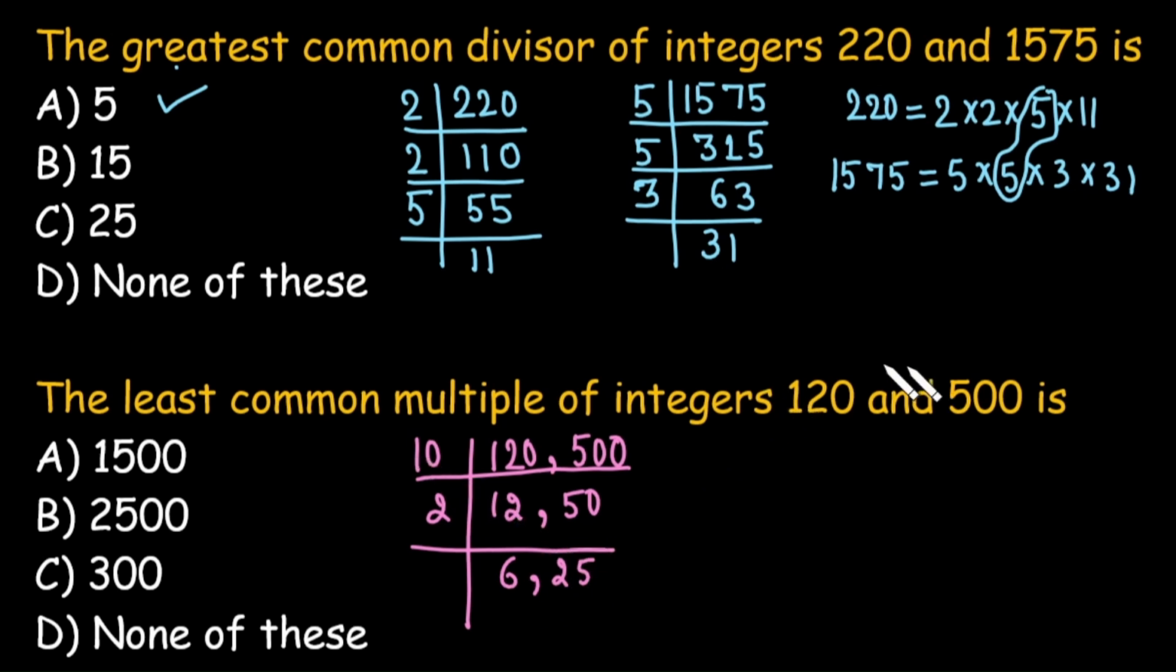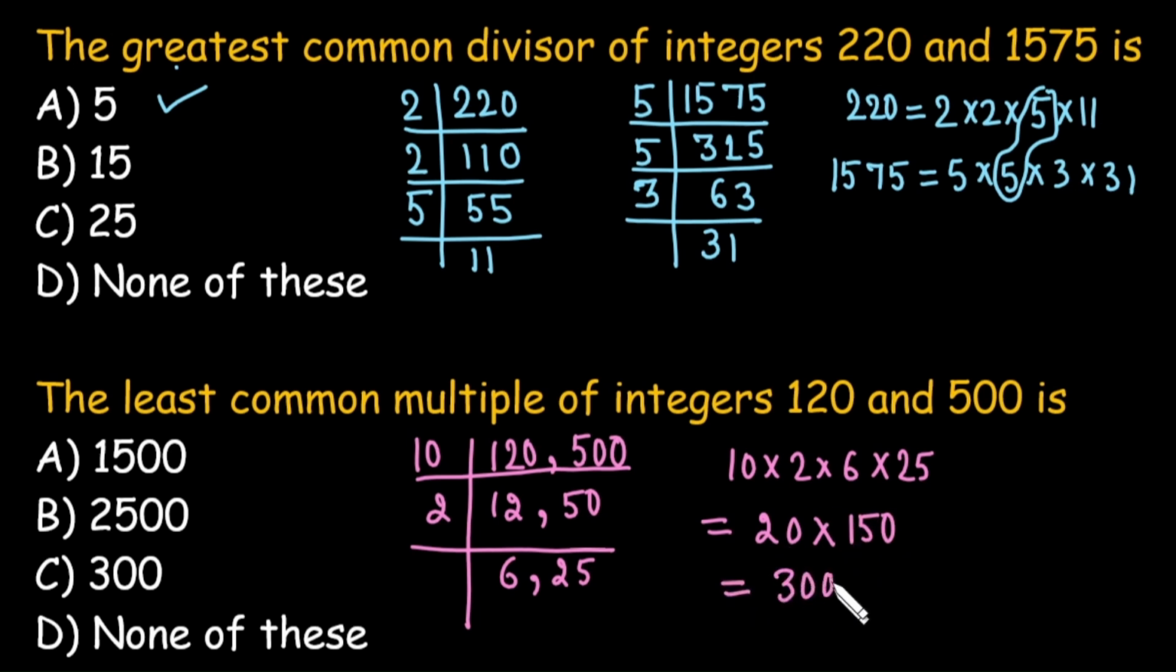So, the least common multiple of these two numbers is 10 into 2 into 6 into 25. That is equal to 20 into 150. Simplify this, and it is equal to 3000. So, according to this, option D is correct.